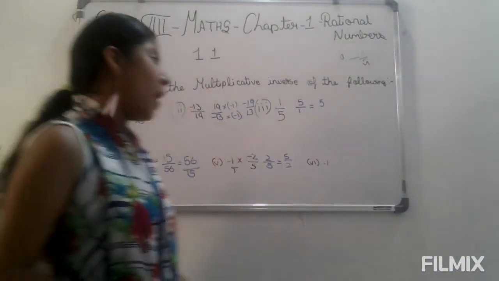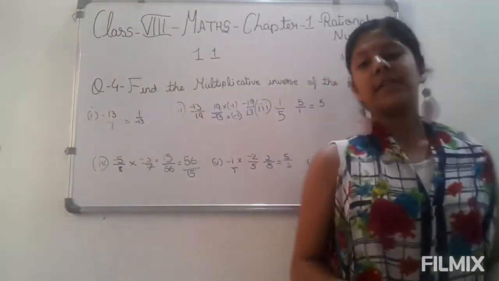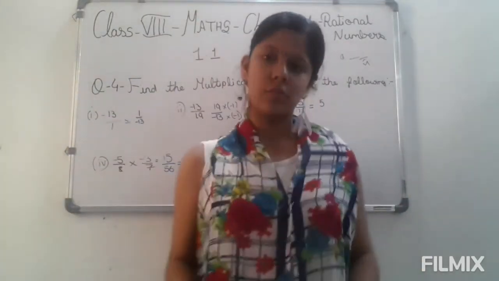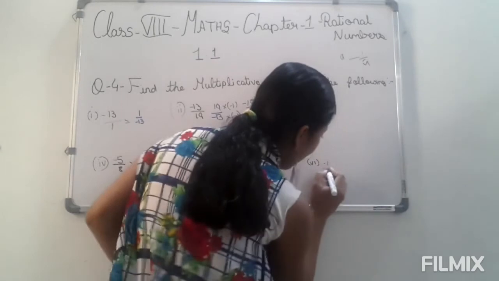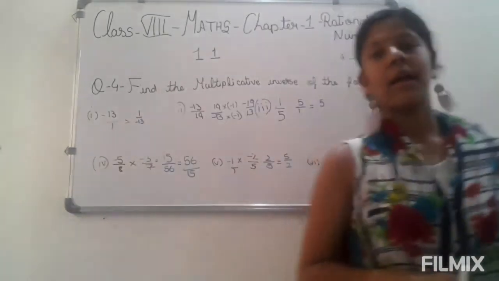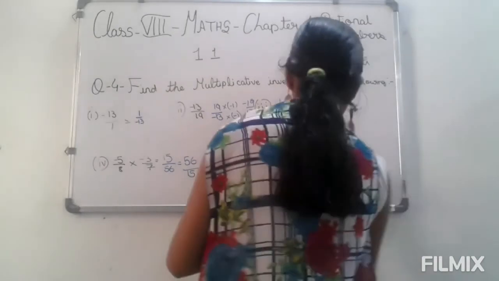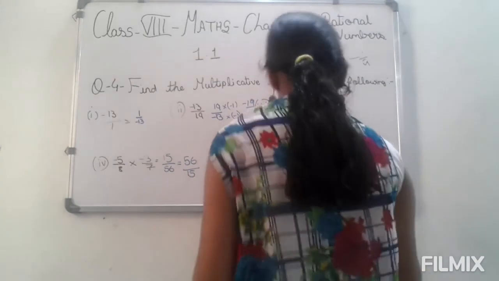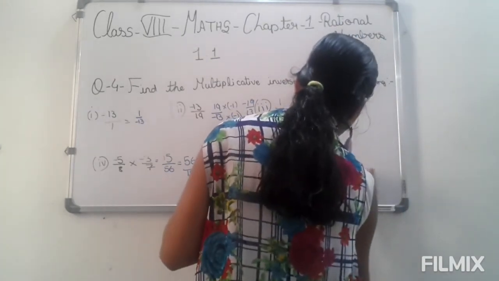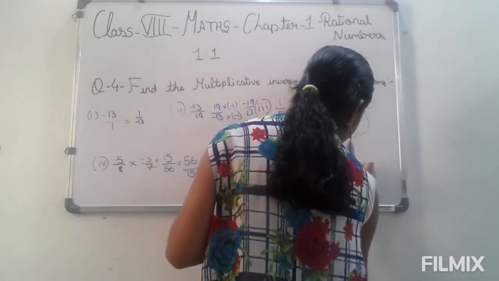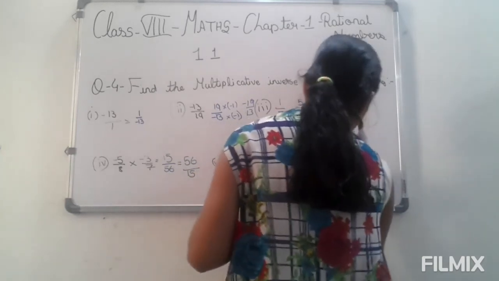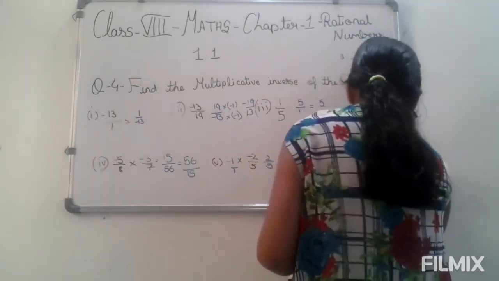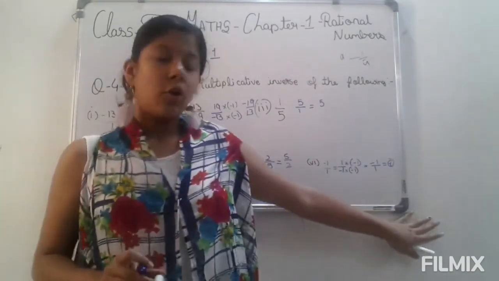Next we have the sixth part that says minus 1. The question is just minus 1. Now we have to assume a 1, so it will be 1 upon minus 1. So we have to multiply it by minus 1, so it will be minus 1 upon 1. Again the same answer comes. The same answer I got is minus 1.